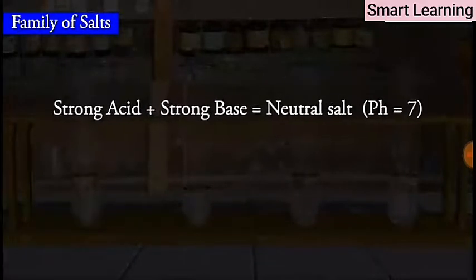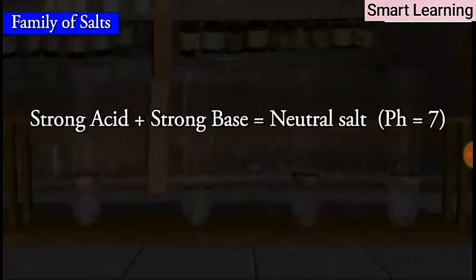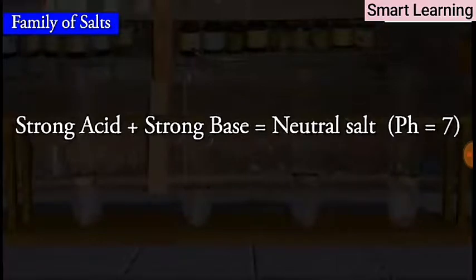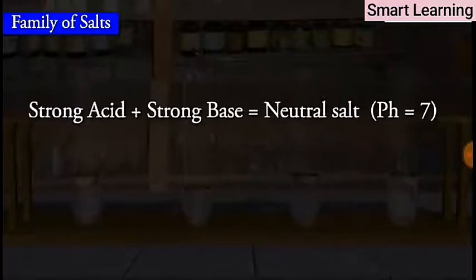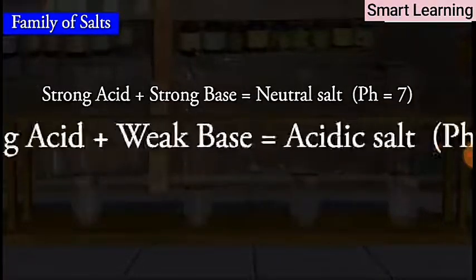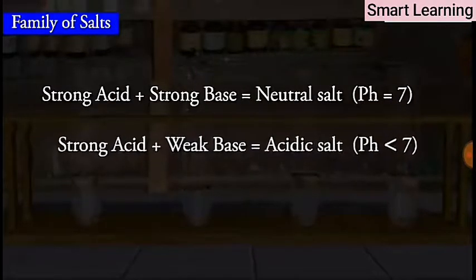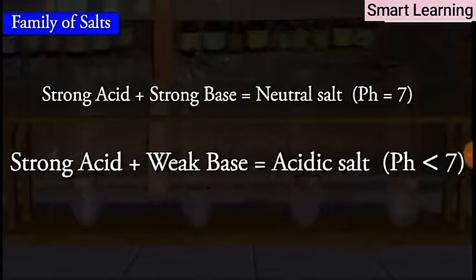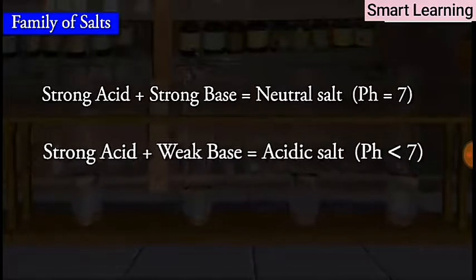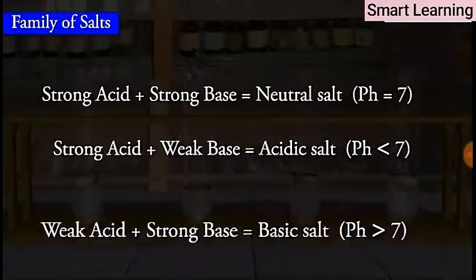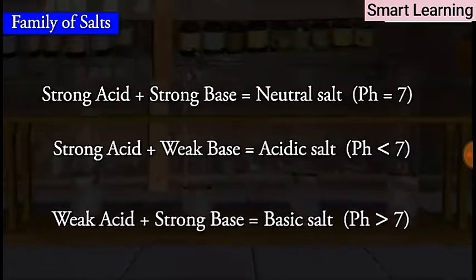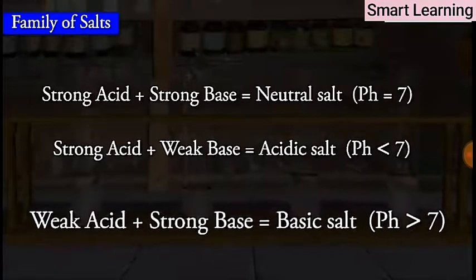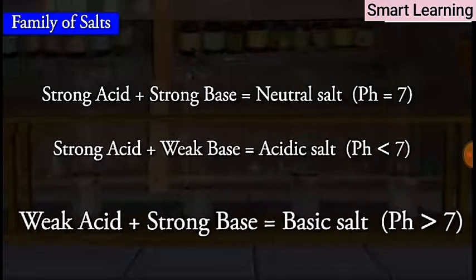Salts of a strong acid and a strong base are neutral with pH value of 7. On the other hand, salts of a strong acid and weak base are acidic with pH value less than 7. And salts of a strong base and weak acid are basic in nature with pH value more than 7.